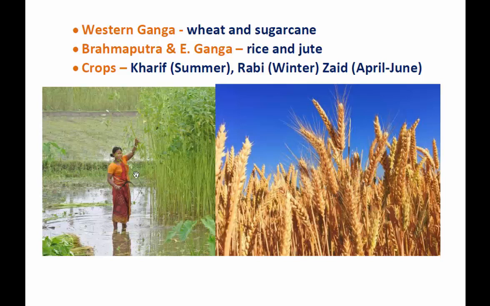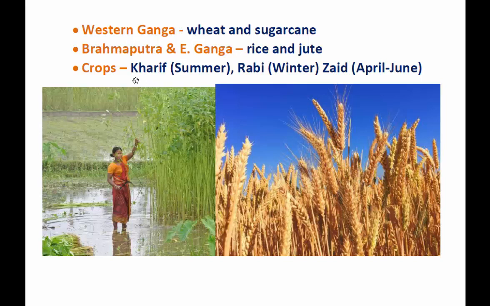In the western part of the Ganga, they grow wheat and sugarcane. Most of the flour, atta, maida, all these things are products of wheat. And in the eastern part, the Brahmaputra and Eastern Ganga basin, they produce rice and jute. In the picture, this is a jute plant, which is used for gunny bags and all. It is a very important cash crop. Rice is also produced in this eastern part of the Ganga region and most of the Brahmaputra basin.